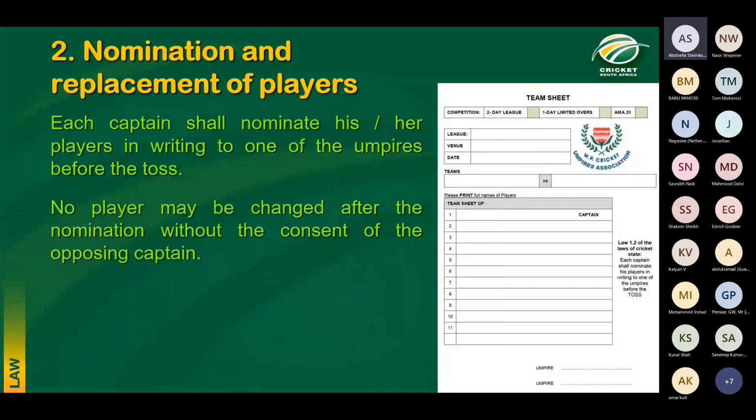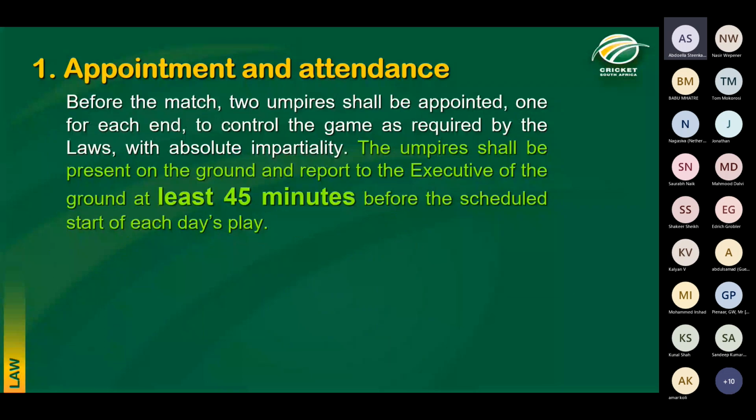When it comes to the umpires, they need to be at the ground at least 45 minutes before the start of each day's play. Why 45 minutes? As per the law, 45 minutes. There are many competitions that maybe have 60 minutes or 90 minutes, but according to the law, at least 45 minutes before play starts. There are lots of duties that the umpire needs to perform, hence the need to be there 45 minutes before play starts.